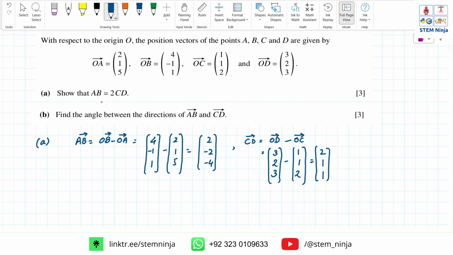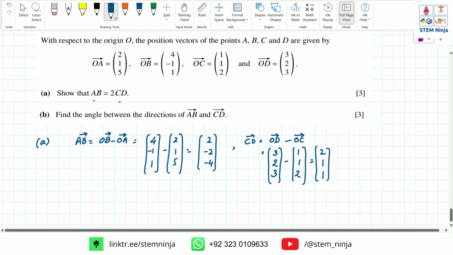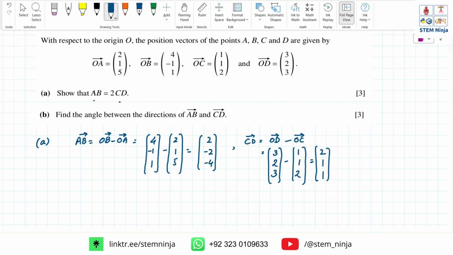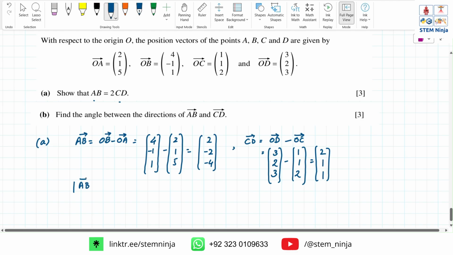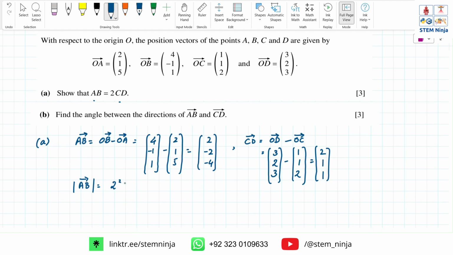Notice that in the question, they did not use the arrows over there. That means that they are not talking about vectors. They're talking about lengths, or in other words, modulus, magnitude. So what we can find are the modulus of AB, which is the length of AB. So 2 squared plus 2 squared plus 4 squared. This is method 1. Method 2 is slightly more apparent, but let's carry on.